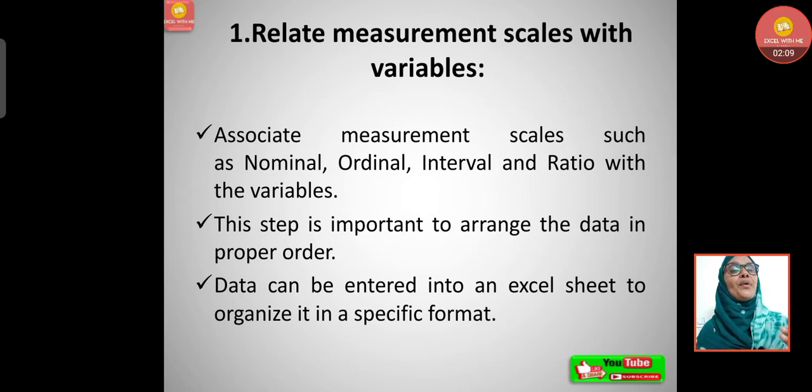Now this step is important to arrange the data in proper order. Obviously, data can be entered into an Excel sheet to organize it in a specific format. If I have taken emotional intelligence, whether it is affecting the students in their academic achievement, I will take the academic achievement reports, that is the next part. First of all, I will take one questionnaire related to emotional intelligence, and then I will collect all the questionnaires and put them in an Excel sheet, whatever scores I have gathered related to the research.